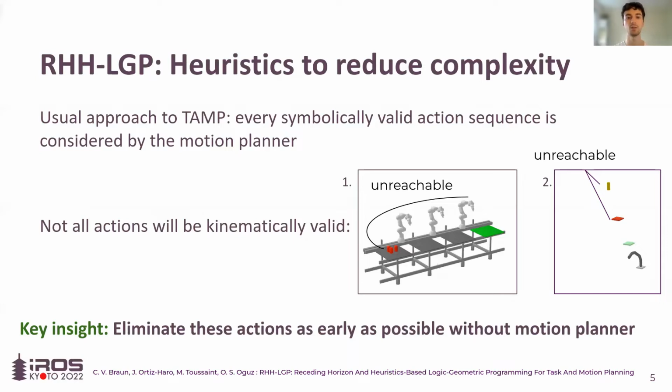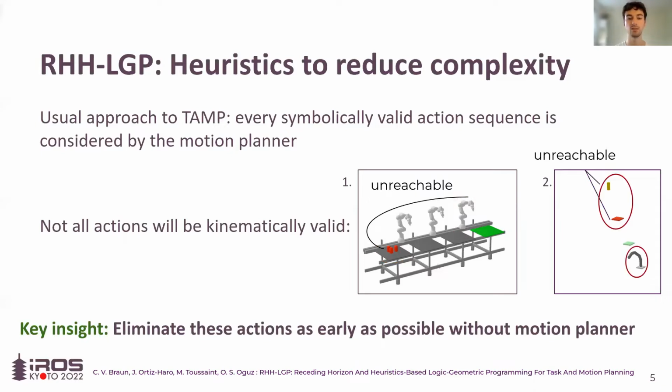Typically, the LGP motion planner would be used on every logically valid action sequence. But for some of these action sequences, it may be clear that they are physically impossible to execute without using a motion planner to confirm this. Consider the first example on this slide of the rightmost robot grasping a red object. Since the robot cannot move, and any red object is too far away from the robot, there will be no solution that involves grasping an object with the rightmost robot when the object is on the leftmost tray.